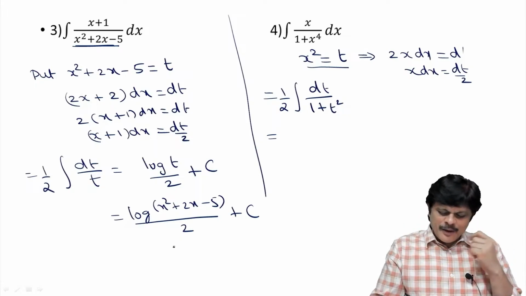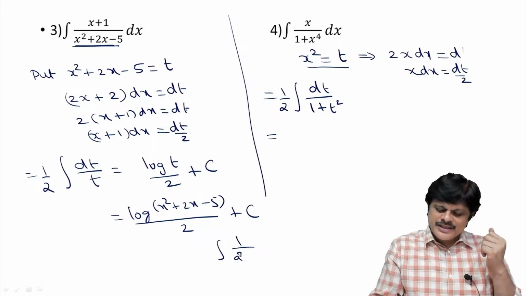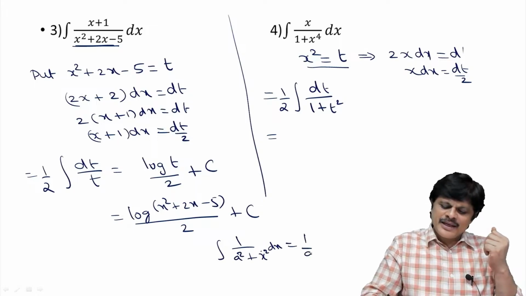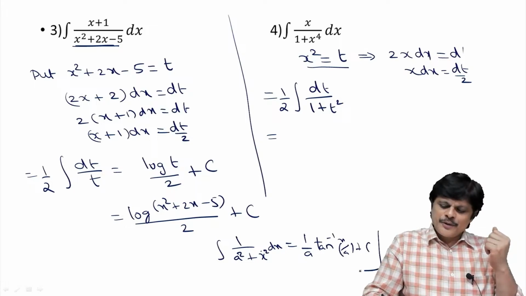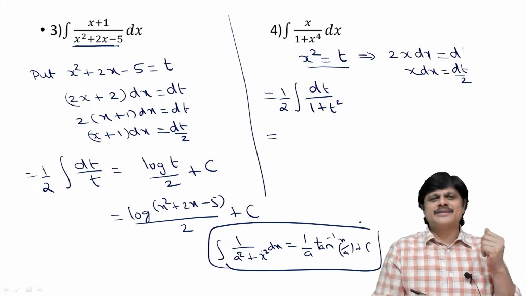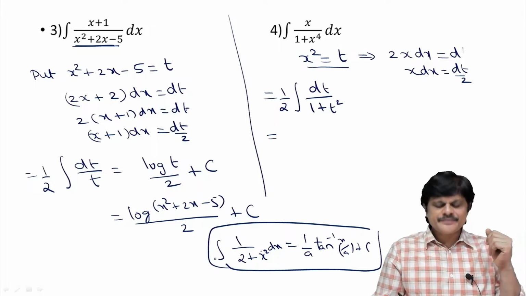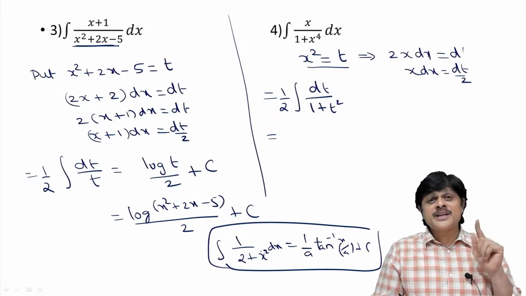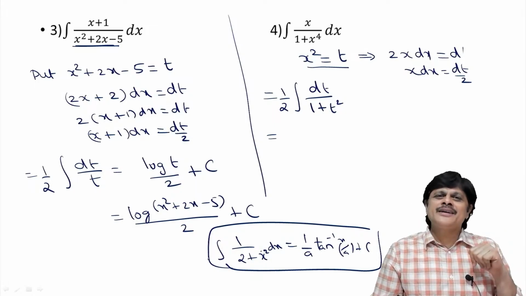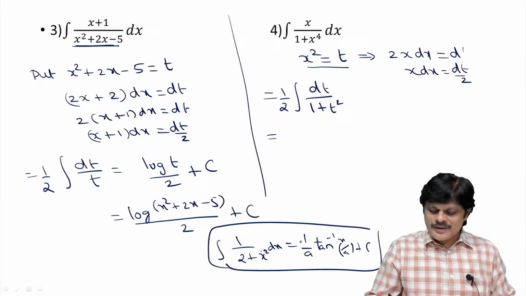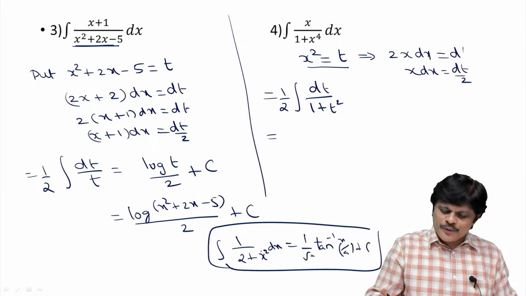For example, people also make this mistake. This rule is there: integral of 1 by a square plus x square dx. What is the rule? 1 by a tan inverse x by a plus c. You know how they practice? Like this only they practice. Instead of a square, if I give 2, they cannot do it, because they say a square should be there. 2 means what? You can write it as root 2 whole square. So what happens? This should become root 2 and this should become root 2.